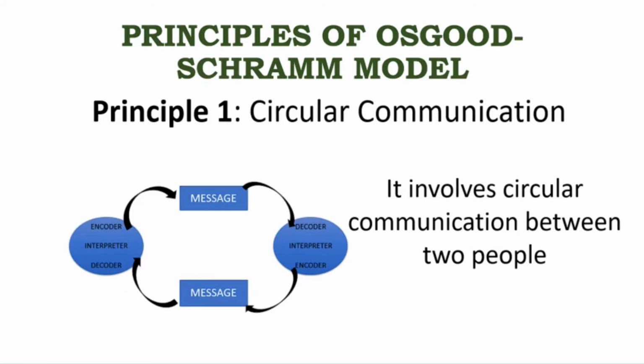As we said a while back, the Osgood-Schramm model has four principles. The first principle we have here is circular communication. The image shows how the Osgood-Schramm model works. It involves circular communication between two people. Each person is both a sender and a receiver. They are therefore able to communicate to one another rather than only in one direction. This circular feature of the model is very different from other linear models of the time, like the Shannon-Weaver model or the Lasswell model of communication.